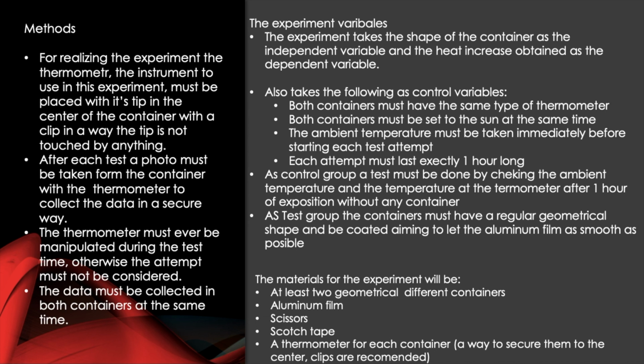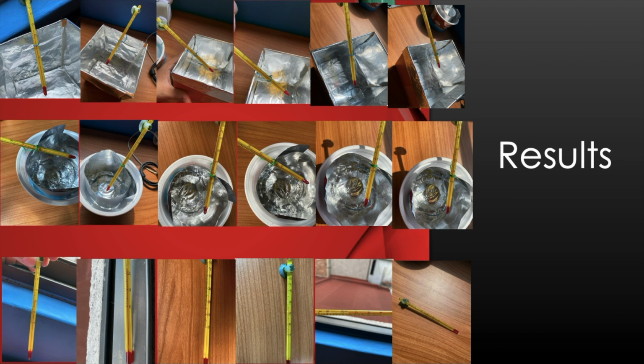As control group, a test must be done by checking the ambient temperature and the temperature of the thermometer after 1 hour of exposure to sunlight without any container. And as test group, the container must have a regular geometrical shape and be coated with the aluminum film as smooth as possible. The materials used for this experiment will be at least 2 geometrically different containers, aluminum film, scissors, scotch tape, a thermometer for each container, and a way to secure them to the center. A paperclip is recommended. Up next, we have the results of the experiment.